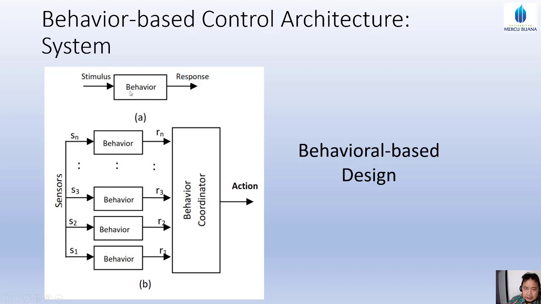One behavior consists of some stimulus and some response. For example, the go-to-seek behavior does the process of how to go to some place. This is the response, and then all of the behaviors go to the behavior coordinator, which will coordinate, select, or combine some behaviors to do the next action. This is the concept and system of behavior-based control.